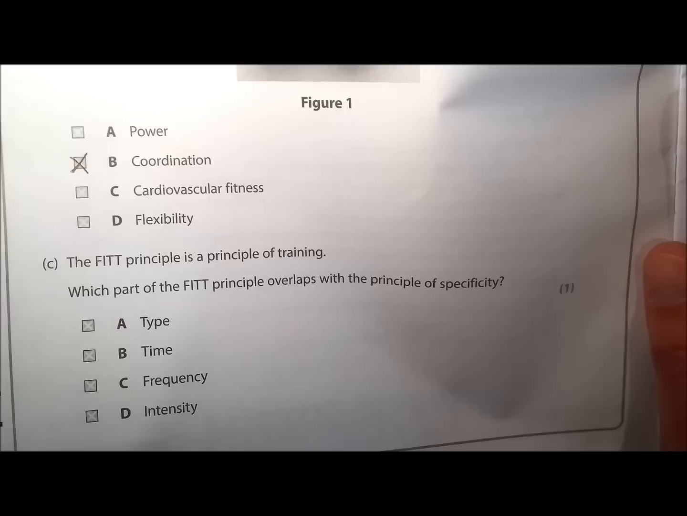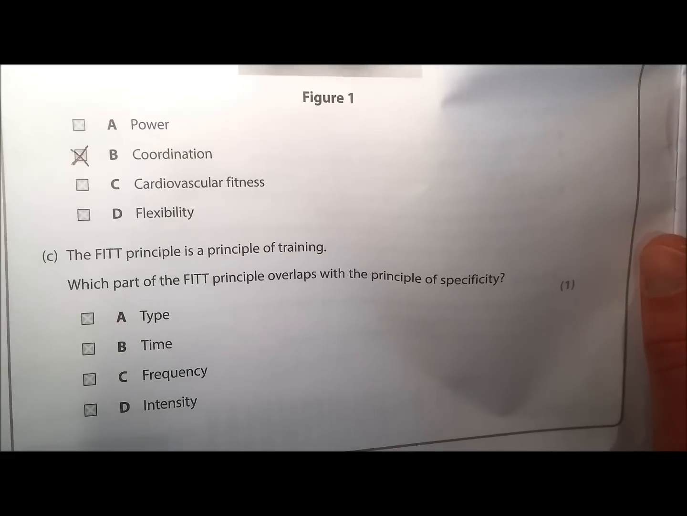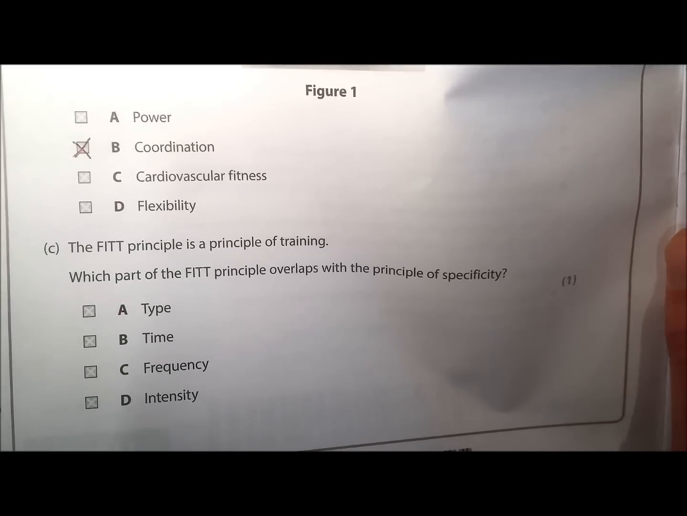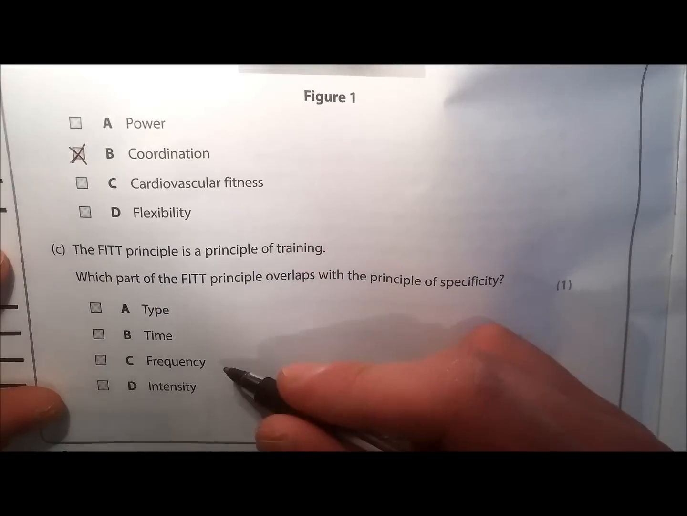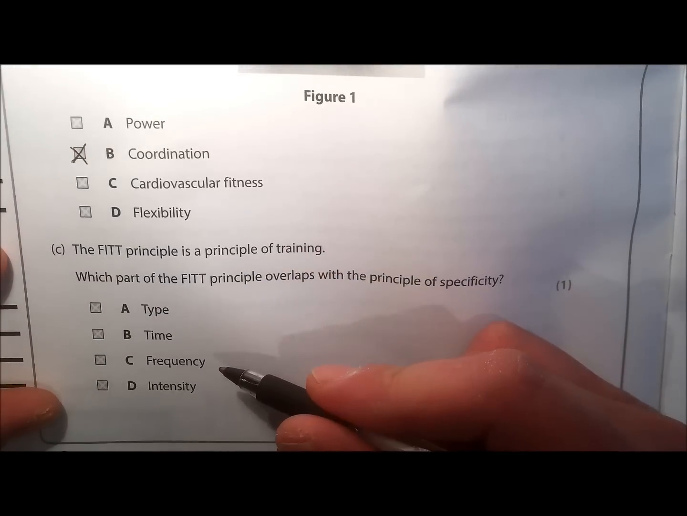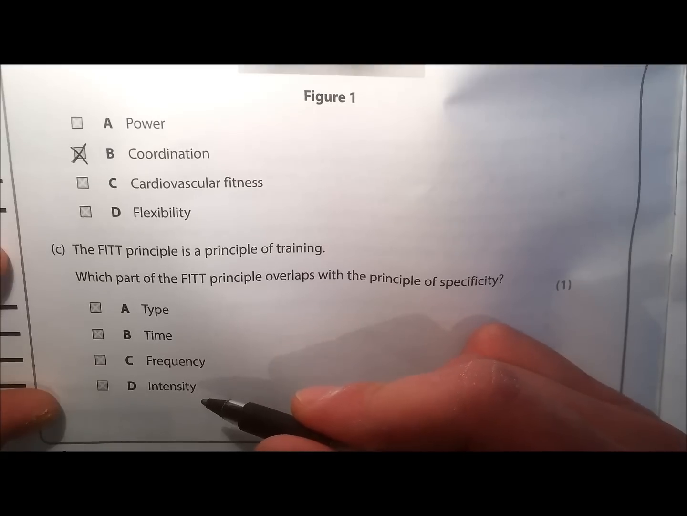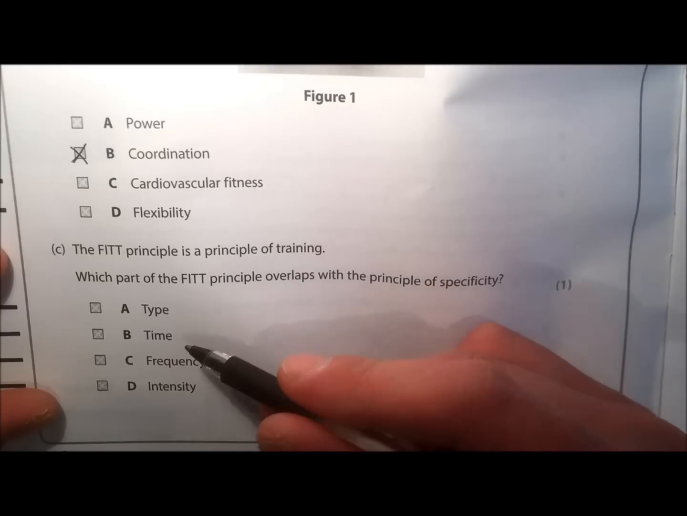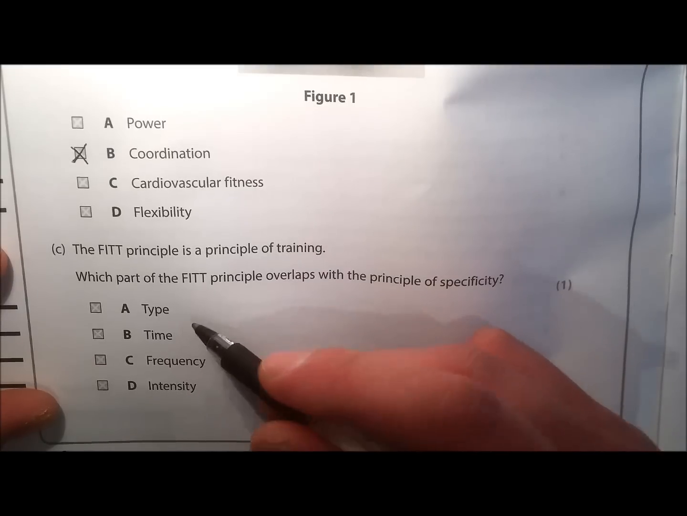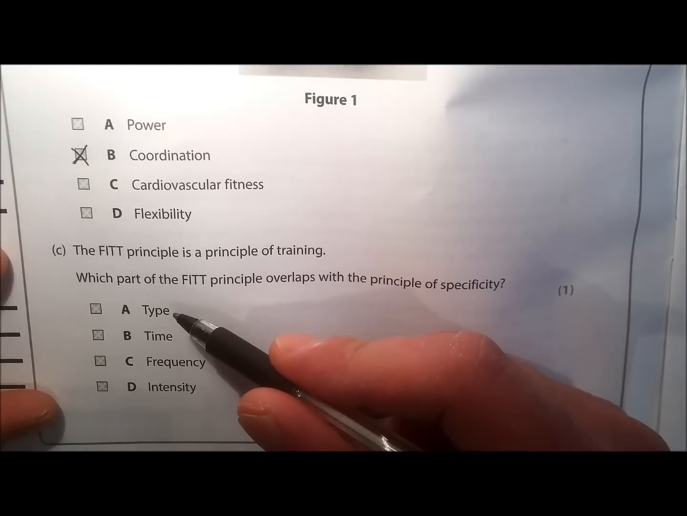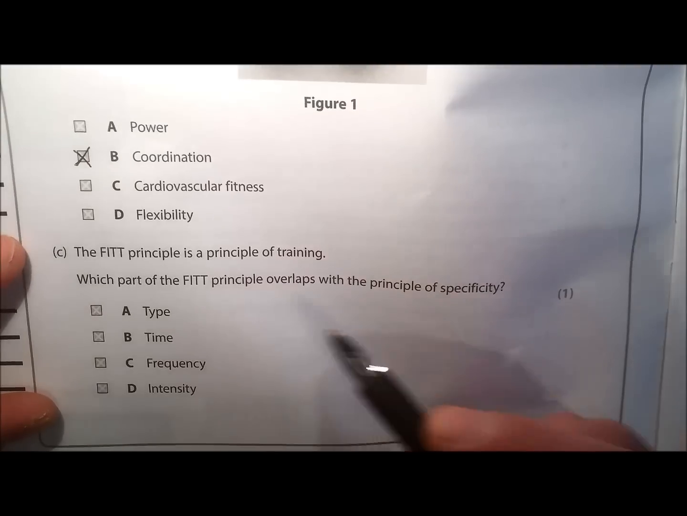Part C. The FIT principle is a principle of training. Which part of the FIT principle overlaps with the principle of specificity? Type, time, frequency, intensity. Frequency means the number of times you take part in the exercise. Intensity means the amount of weight you're lifting or the speed that you're running. Time is the duration of the exercise, and type is the type of sport being undertaken.